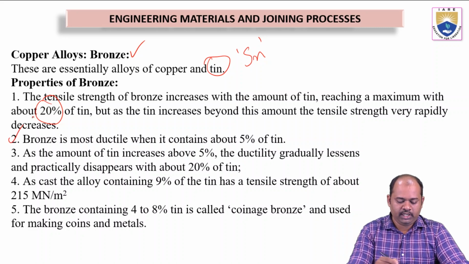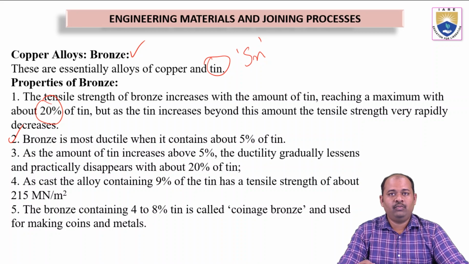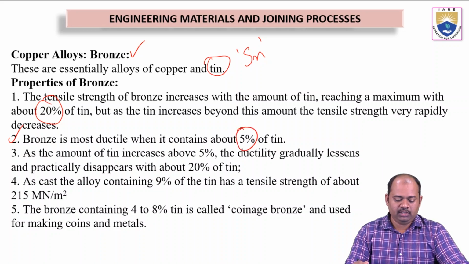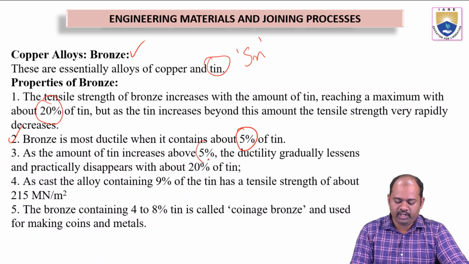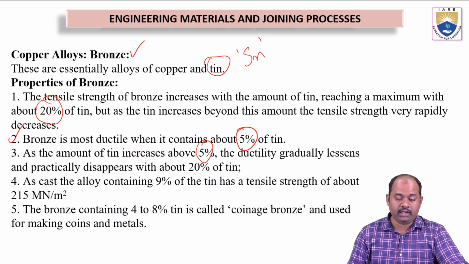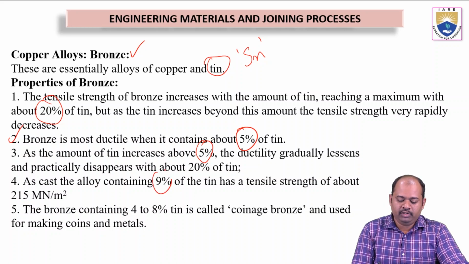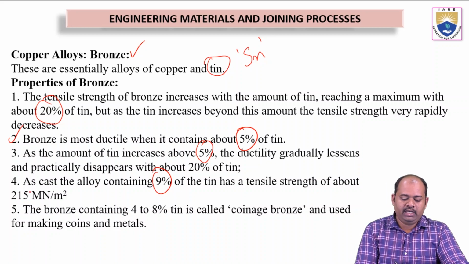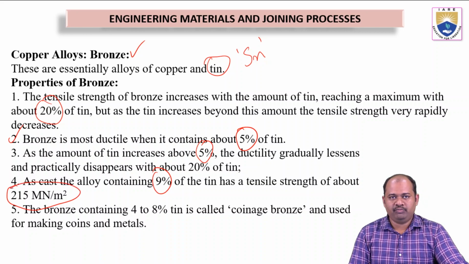And then we have the second property of bronze. Bronze is most ductile when it contains about 5% of tin. As the amount of tin increases above 5%, the ductility gradually decreases. As cast, the alloy containing 9% of tin has a tensile strength of about 215 meganewtons per meter square. So if the percentage of tin added to copper is about 9%, we can get a strength of 215 meganewton per meter square.